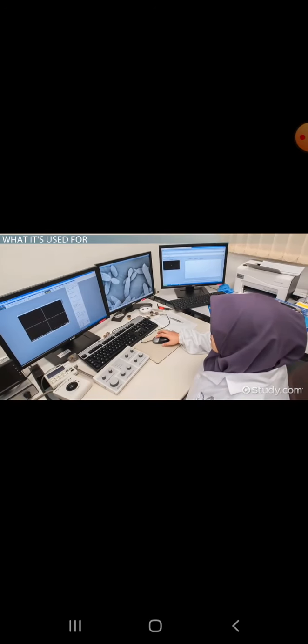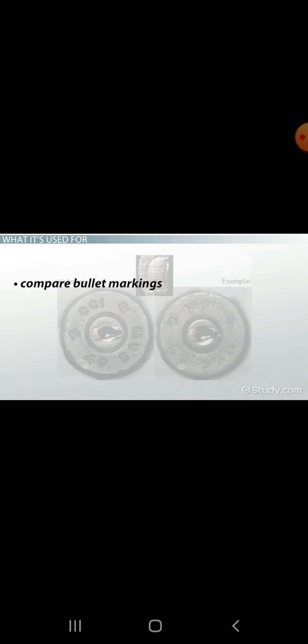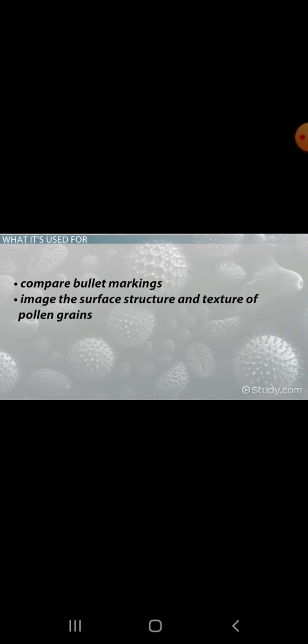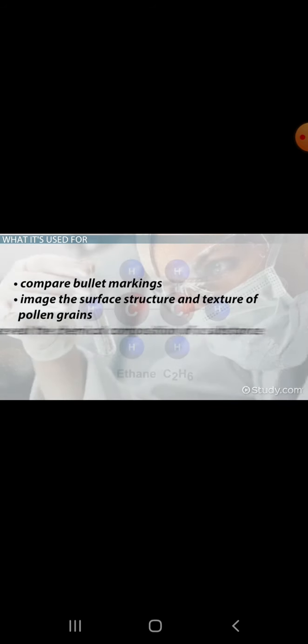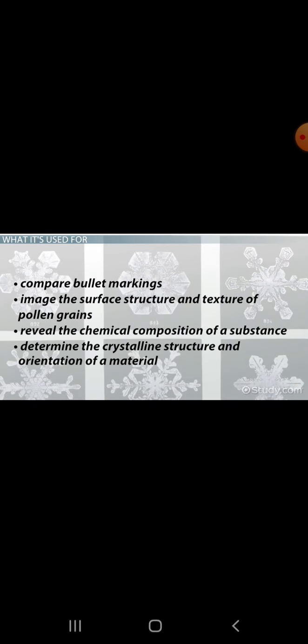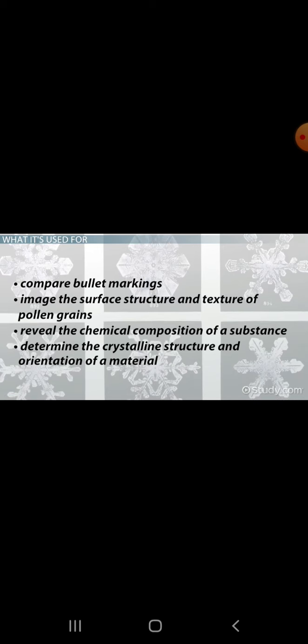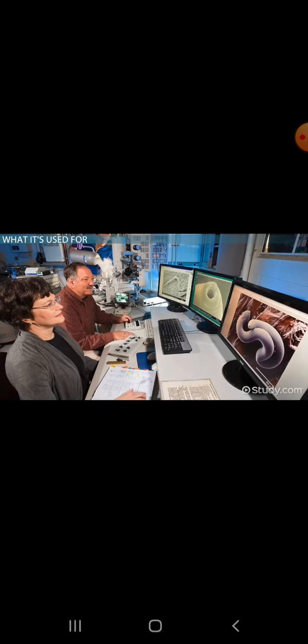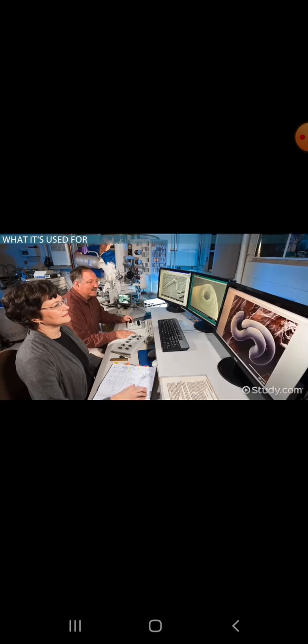So where or why would a scanning electron microscope be used then? It turns out it's useful for a lot of things. An SEM can help compare bullet markings in order to identify a firearm during a police investigation. Image the surface structure and texture of pollen grains for scientific investigation. Help reveal the chemical composition of a substance being looked at. Determine the crystalline structure and orientation of a material. As a result, scanning electron microscopy can be used in a wide variety of fields, such as biology, gemology, metallurgy, and forensic science.